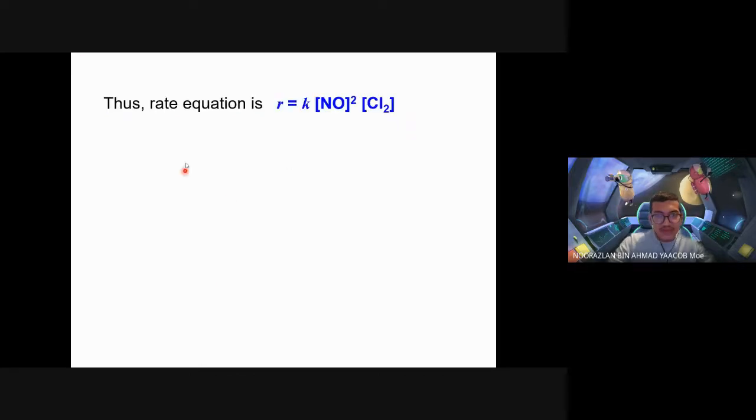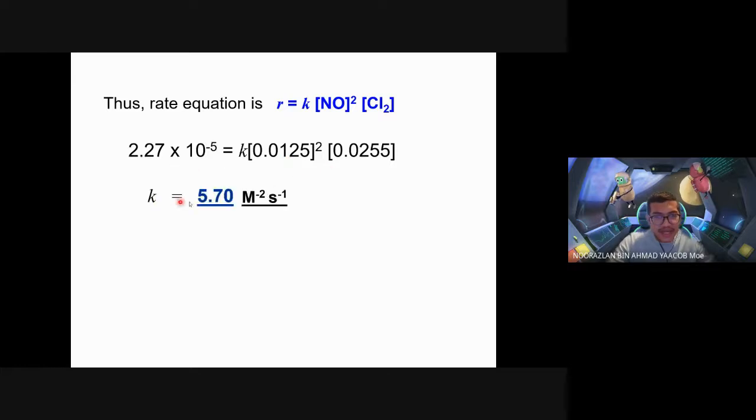So sebab kita dah tahu rate equation macam ni, we take any one. So this is from experiment 1 I believe. Masukkan nilai dia. Kita akan dapat K sama dengan 5.7 dan unit dia sebab dia adalah third order. Unit dia adalah M-2 S-1. Okay, that would be the unit. Remember, unit untuk rate constant penting dan dia berubah ikut order of reaction.